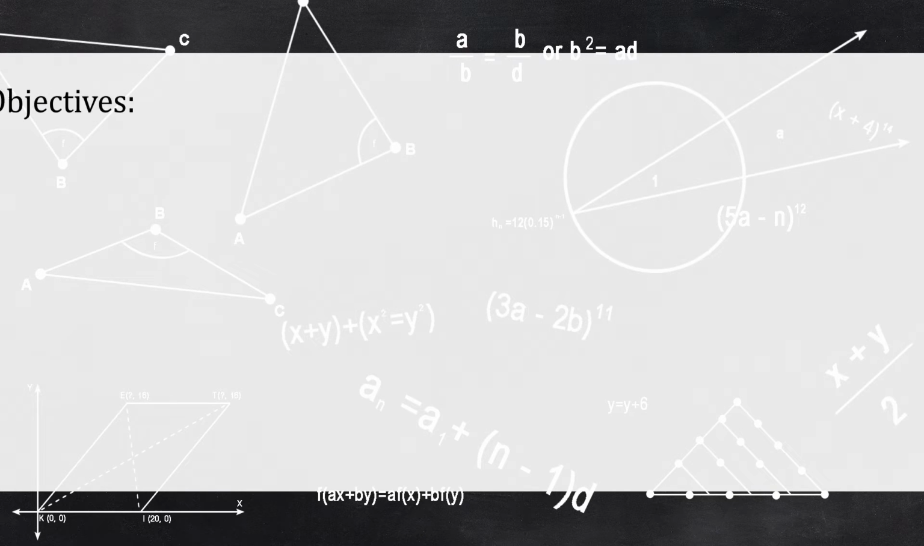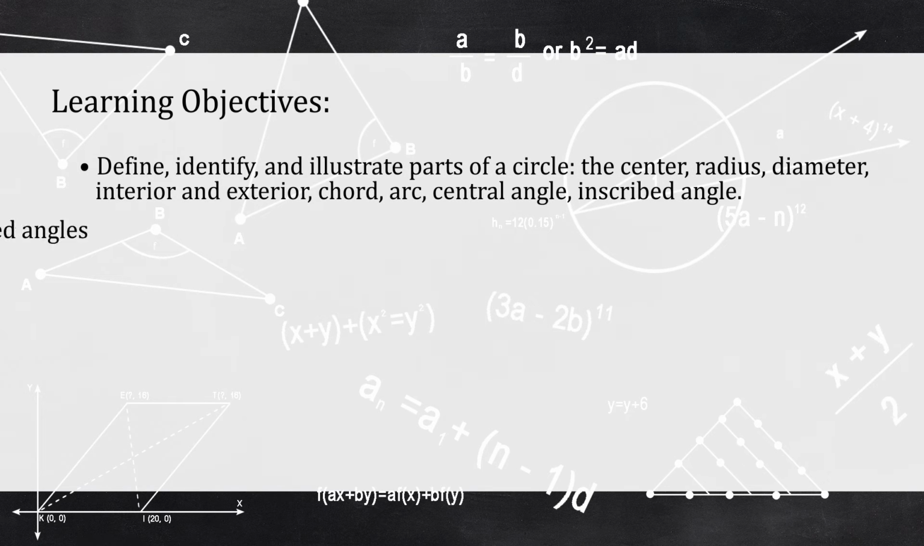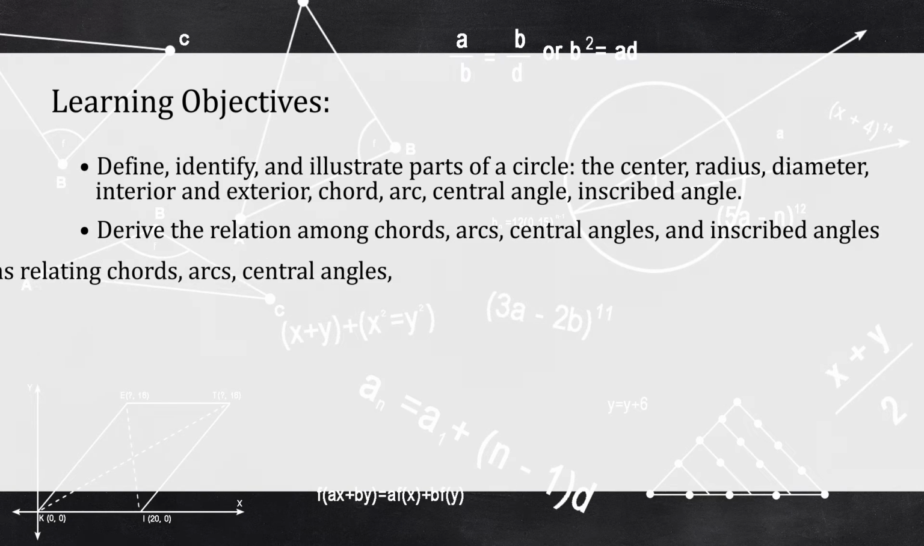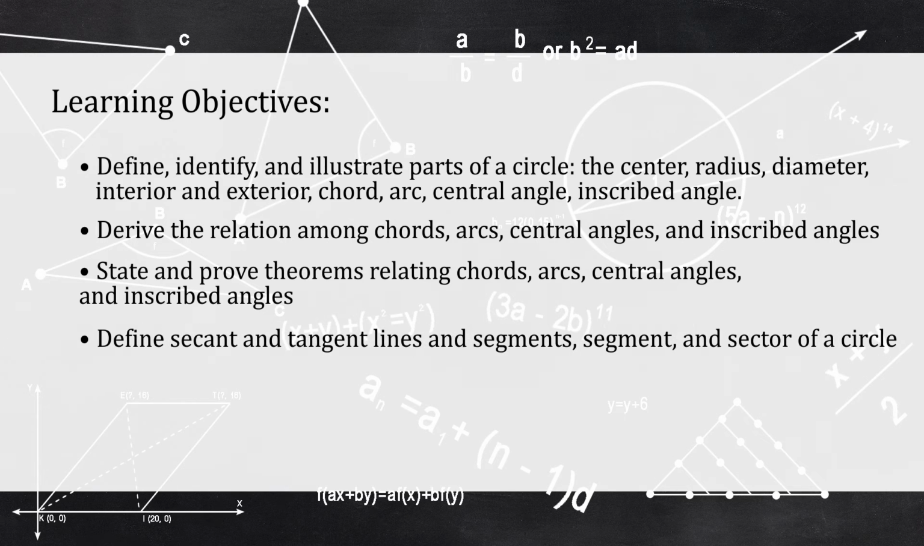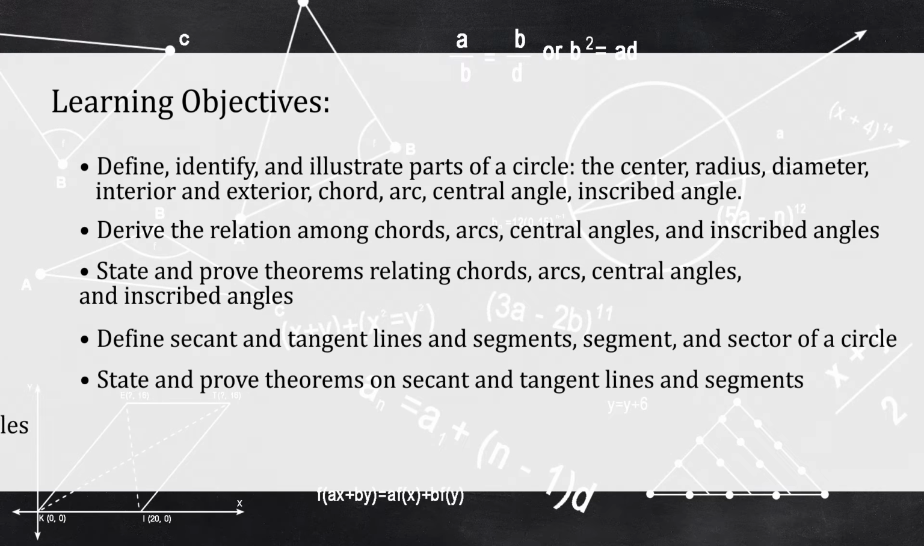At the end of the module, you should be able to define, identify, and illustrate parts of a circle: the center, radius, diameter, interior and exterior, chord, arc, central angle, and inscribed angle. Derive the relation among chords, arcs, central angles, and inscribed angles. State theorems relating chords, arcs, central angles, and inscribed angles.